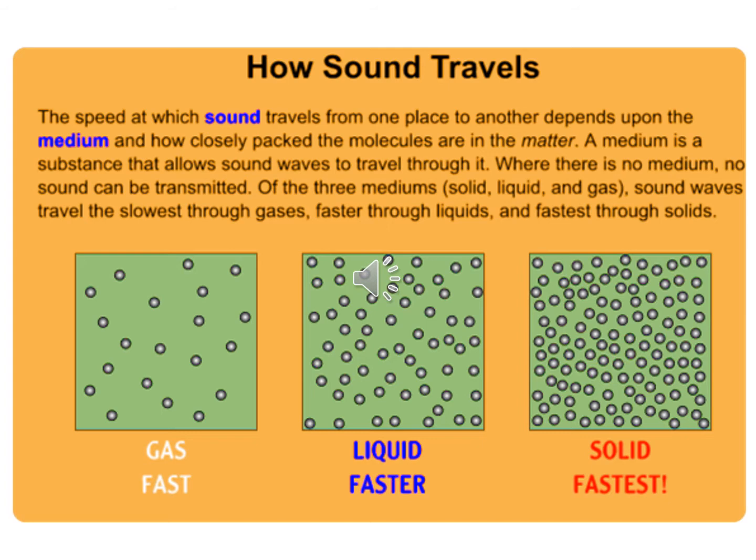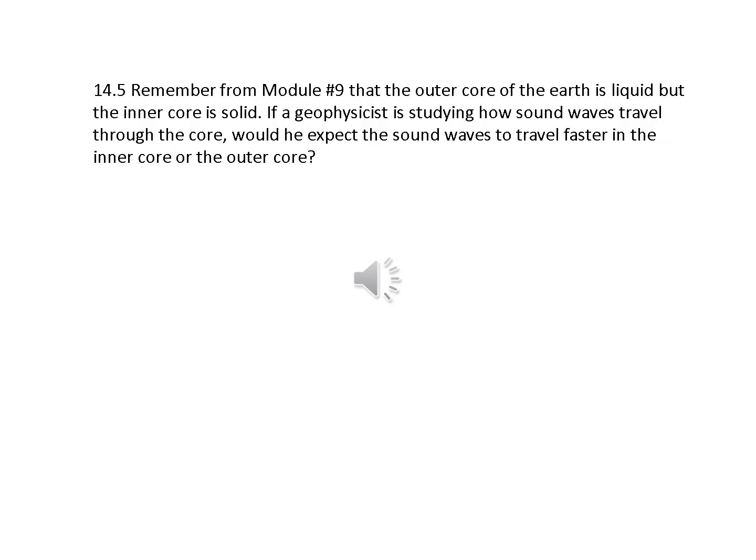The speed at which sound travels from one place to another depends upon the medium and how closely packed the molecules are in the matter. A medium is a substance that allows sound waves to travel through it. Where there is no medium, no sound can be transmitted. Of the three mediums, solid, liquid, and gas, sound waves travel the slowest through the gases, faster through liquids, and fastest through solids. And we went over this last week, so this is just a review of that.